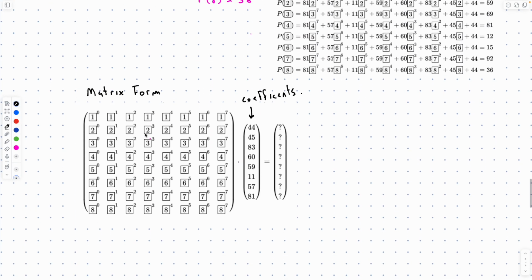And if you remember with matrix multiplication, you take the first row and put it here like this, and then you go column by column and multiply, and then you're going to get the exact same answer as here.